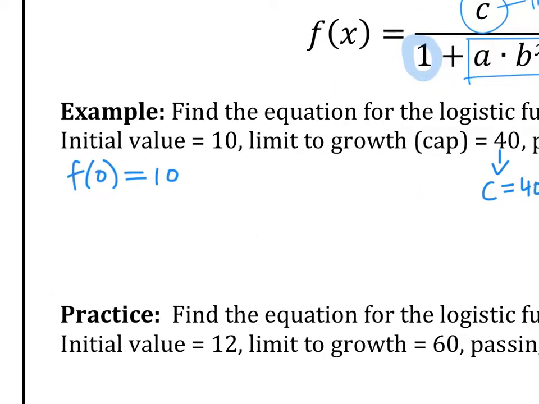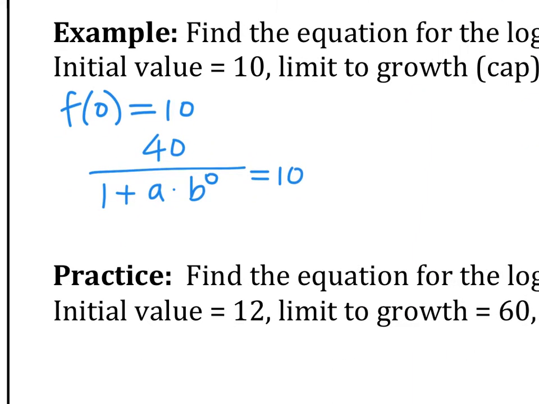F of 0 equals 10. So we know C is 40, so we're going to put 40 in, over 1 plus A we don't know, B we don't know, X is 0, and this whole thing has to equal 10. Okay, how do I simplify this? B to the 0 is 1, very good. So 40 over 1 plus A equals 10. Now what? Yes, multiply by 1 plus A, so 40 equals 10 times 1 plus A.